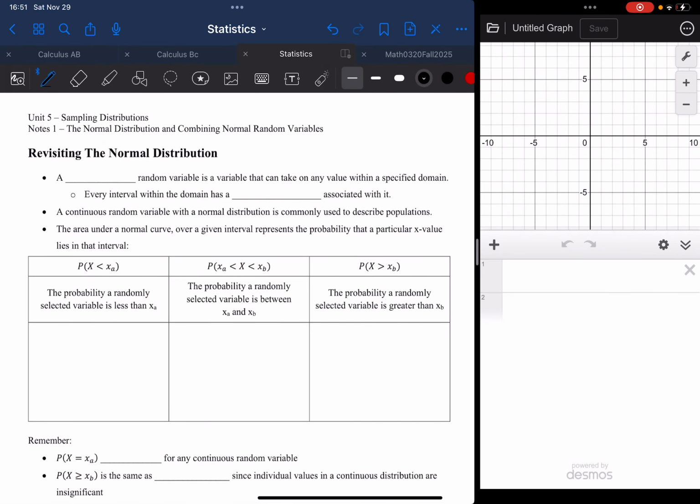Okay, notes 1, the normal distribution and combining normal random variables. So the first section talks about revisiting the normal distribution. It says a continuous random variable is a variable that can take on any value within a specified domain. Every interval within the domain has a probability associated with it.